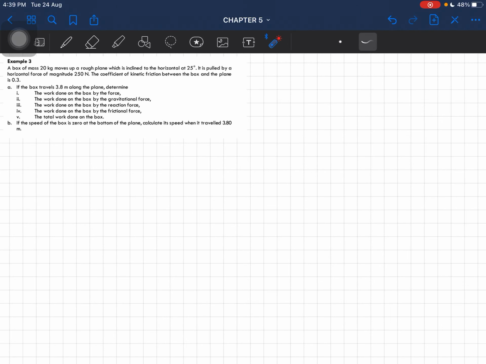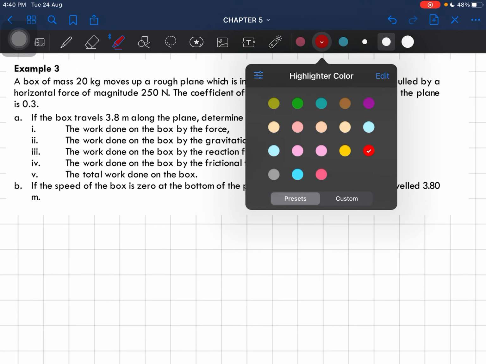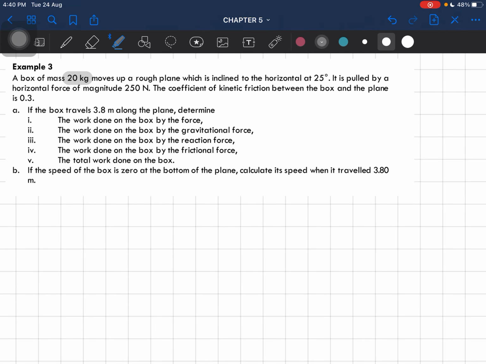Okay, example number 3. A box of mass 20 kilograms. So let me highlight the available information. Gray lah. 20 kilogram mass. Lepas tu rough plane, so they have frictional force. Inclined to the horizontal at 25 degree. Pulled by a horizontal force of magnitude 250 Newton. Coefficient of kinetic friction is 0.3. So if the box had traveled 3.8 meter along the plane, determine the work done, blah blah blah.